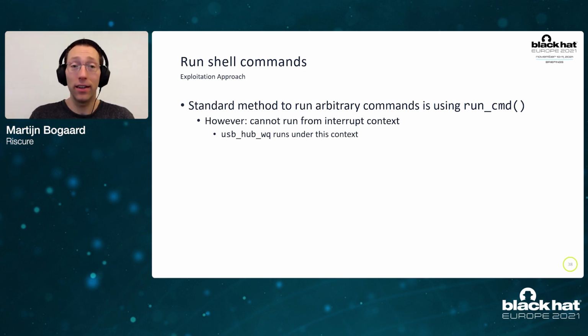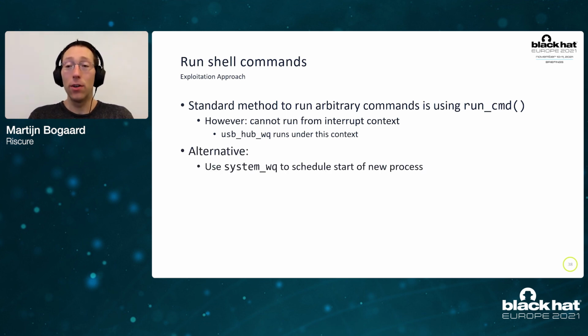However, something we noticed is that this function does not work from the interrupt context, which is exactly the context the USB hub work queue work runs under. So when we actually tried using this function, our kernel would panic because it is not valid to be used that way. Alternatively, you can use the system work queue to schedule the start of a new process by pushing this as a work item onto the work queue. And then the system work queue will take care of it, so that the process gets started.